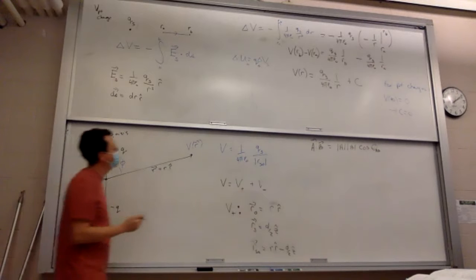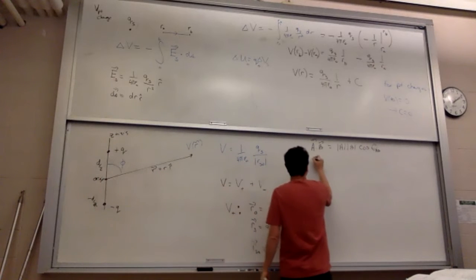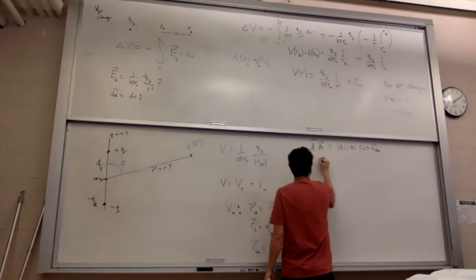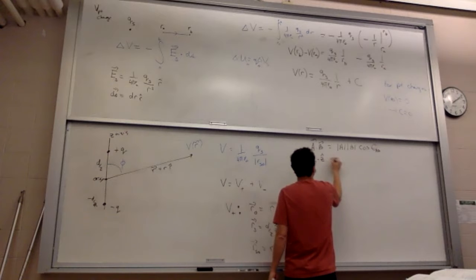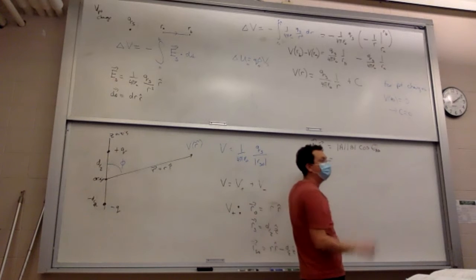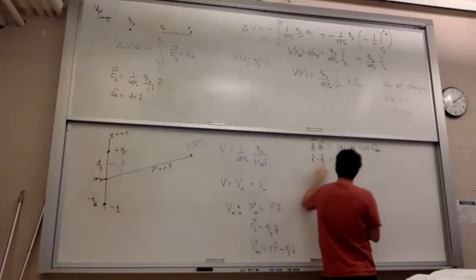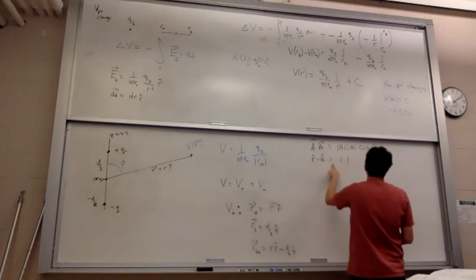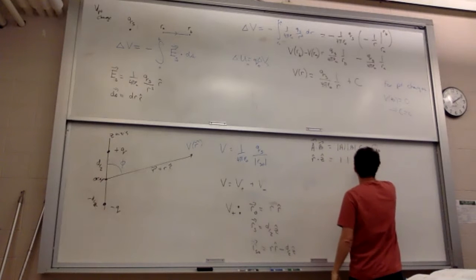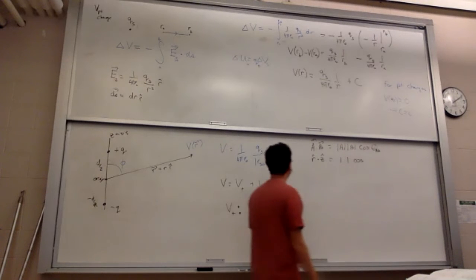So in this case, what is R hat dot z hat? Well, what's the magnitude of R hat? Emphasis on the hat: 1, because it's a unit vector. Magnitude of z hat: 1. What's the cosine? And what's the angle between R hat and z hat?